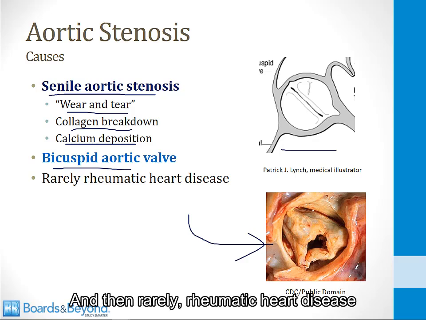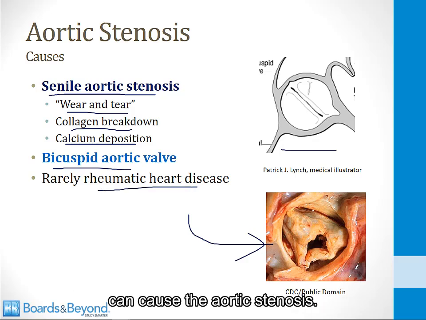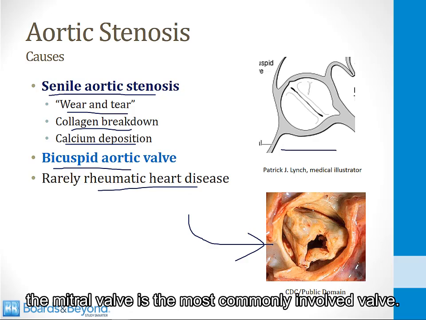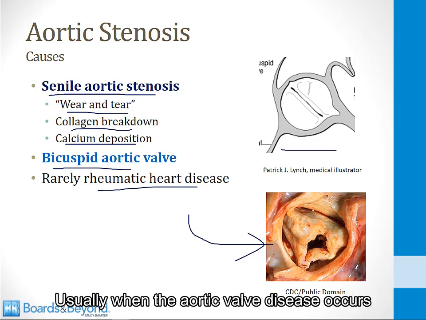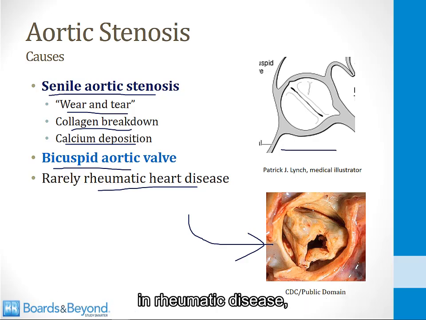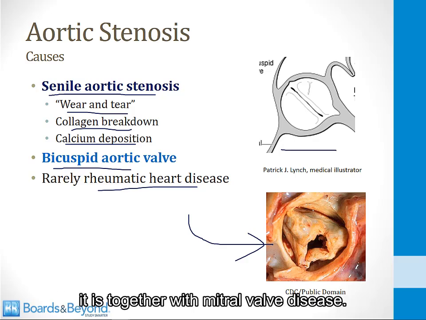And then rarely rheumatic heart disease can cause aortic stenosis, although, as I mentioned before, the mitral valve is the most commonly involved valve. Usually when aortic valve disease occurs in rheumatic disease, it is together with mitral valve disease.